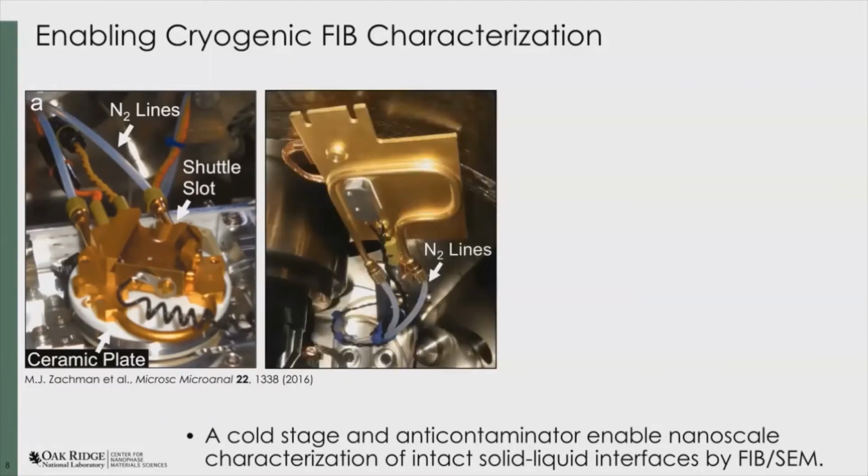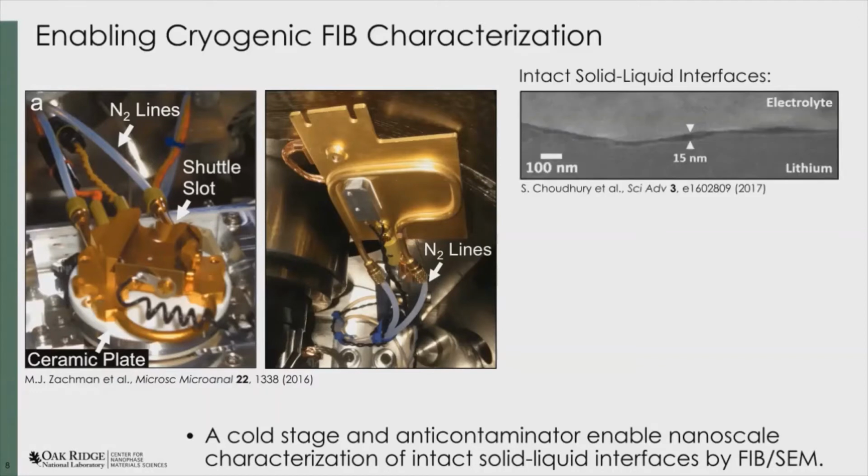And then we also have an anti-contamination device because when things are cold in the vacuum, all the materials floating around in the vacuum adsorb to the surface. So we put this anti-contamination device directly above the sample, and it hopefully preferentially attracts things. And it's also cooled by these nitrogen lines. And just by doing this, you immediately get some capabilities for doing characterization of these interfaces in the FIB.